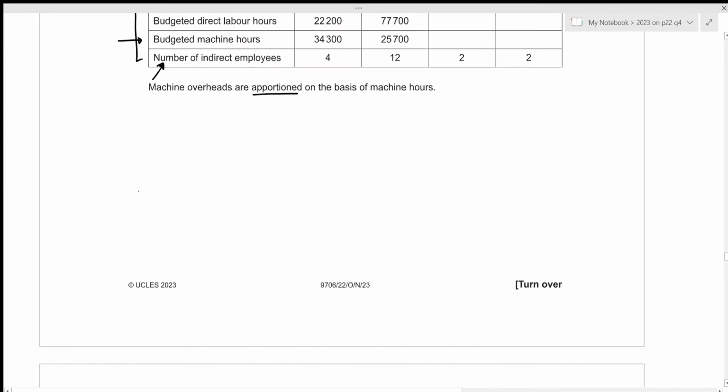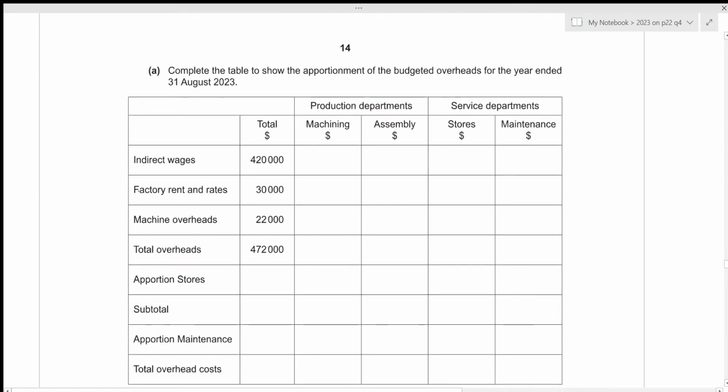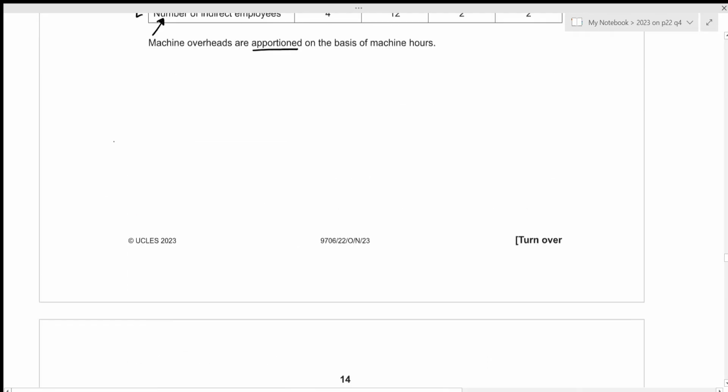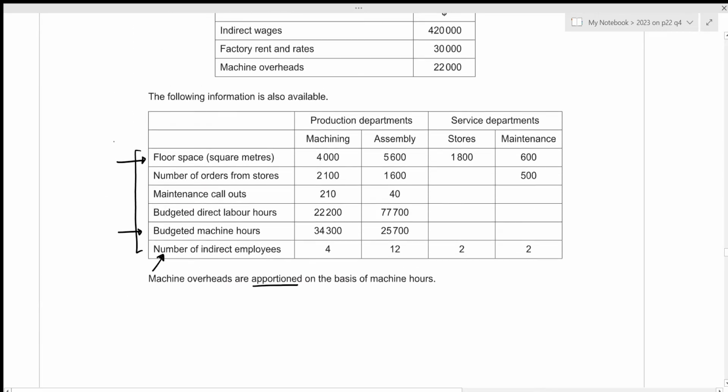Okay, let's have a look at our question. We need to complete the table to show the apportionment of the budgeted overheads for the year ended 31st August 2023. We first need to divide our indirect wages among the 4 departments. And like I said before, the basis of apportionment would be our number of indirect employees. So the first thing that we need to do is figure out the total for our number of indirect employees. So that's 4 plus 12 plus 2 plus 2, which results in 20.